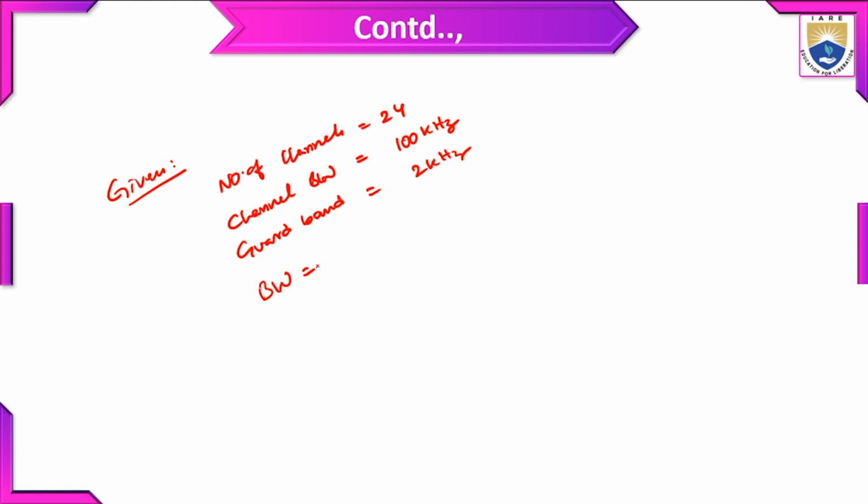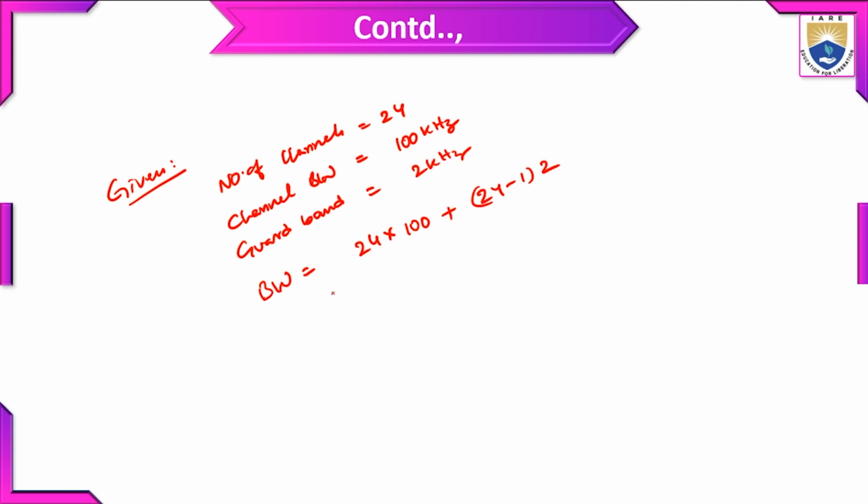So what is the bandwidth formula? Number of channels, 24, into the channel bandwidth. What is the channel bandwidth here? 100 kilohertz, plus number of channels minus 1, so 24 minus 1, into guard band. What is the guard band? 2. All are in kilohertz, so it is not required to write the kilohertz.